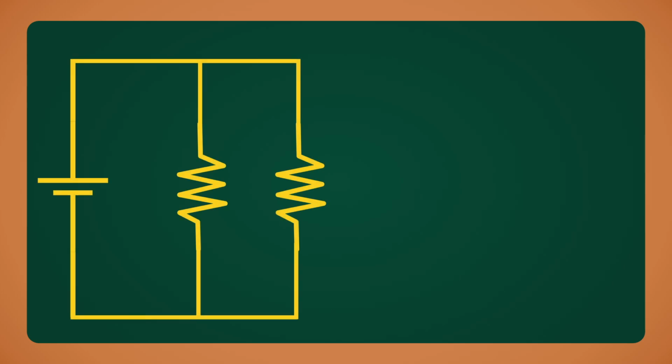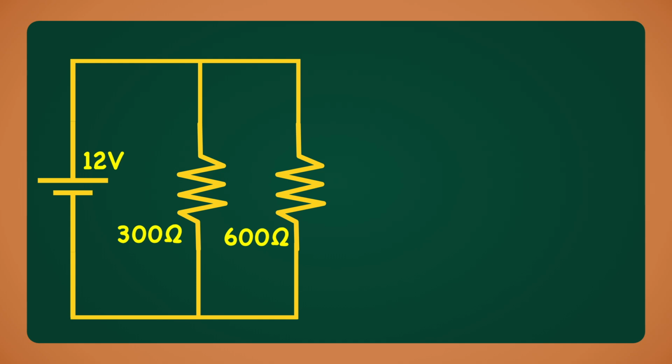Now that we have explored resistors in series, let's use Ohm's law to calculate voltage, current, and resistance in a circuit with resistors in parallel. Here we have a circuit with two resistors in parallel. Let's make the battery voltage 12 volts. Let's make R1 300 ohms. Let's make R2 600 ohms.